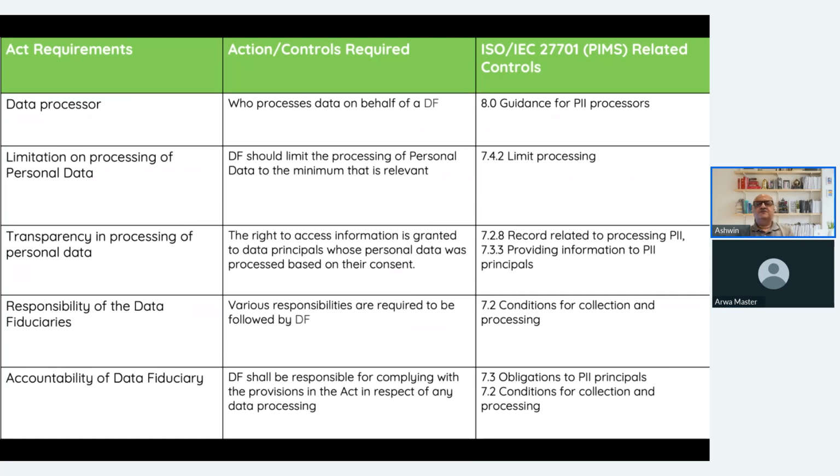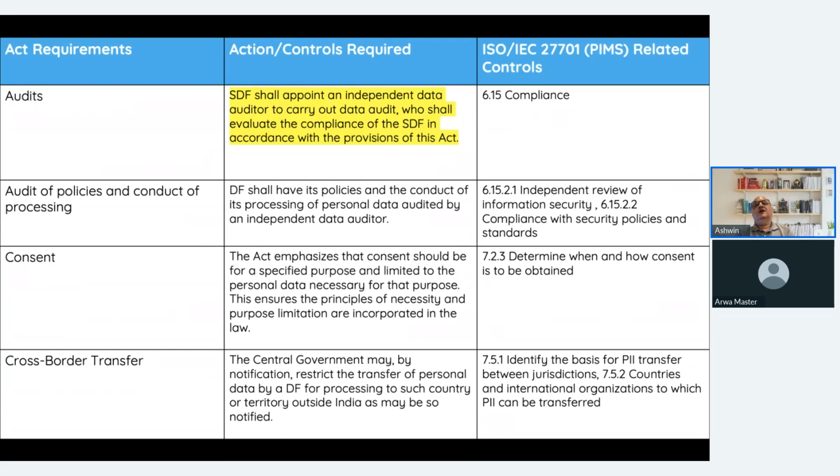Now, talking of responsibilities of data fiduciaries, the PIMS talks about conditions for collection and processing itself, right? Accountability, and the PIMS also talks about the PII conditions and collection of processing, which is the accountability itself. Now, doing audits. We just saw that significant data fiduciaries will need to do periodic audits, and PIMS as a standard itself needs yearly audits as part of initial audits and surveillance audits for compliance. Besides that, it also talks about legal audits and legal compliance and legal validation from the lawyers of the company itself on a periodic basis, and a declaration that you comply with all the acts.